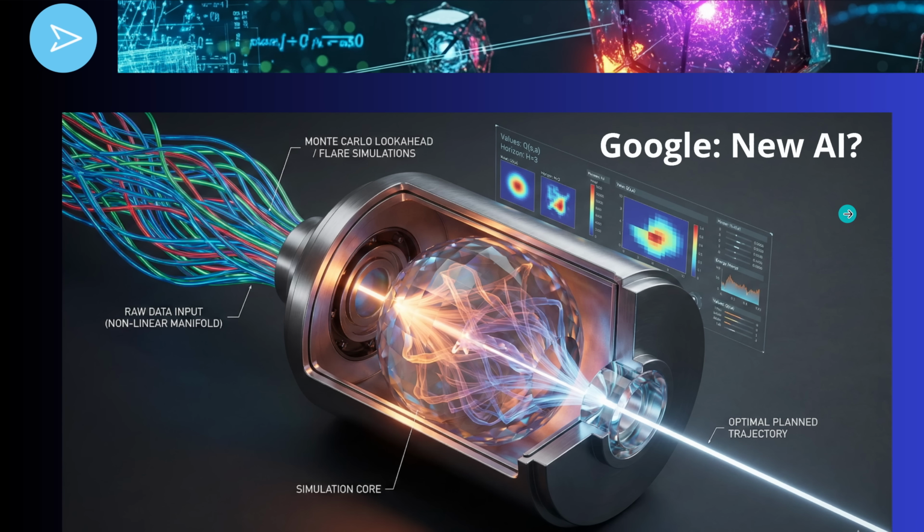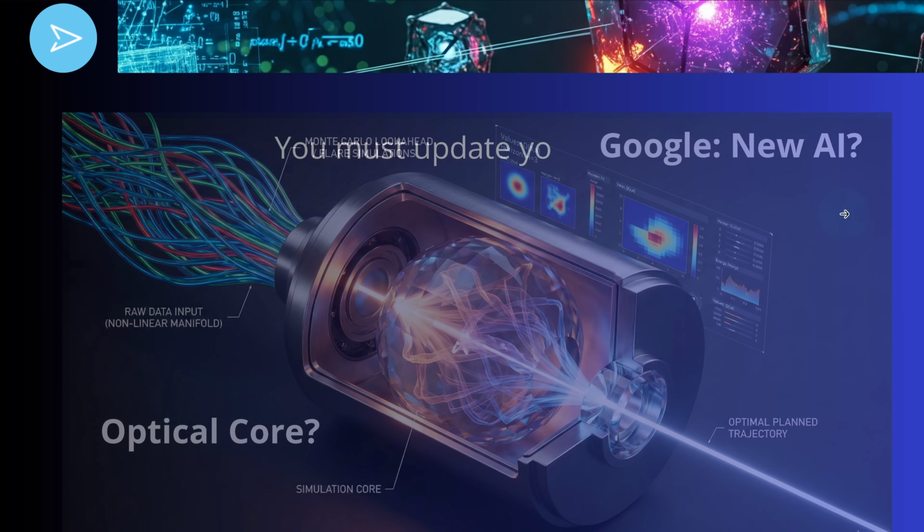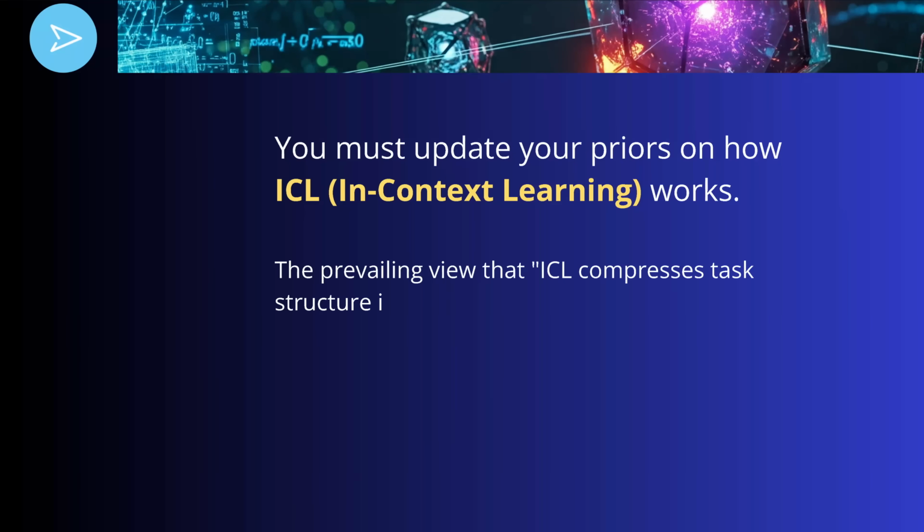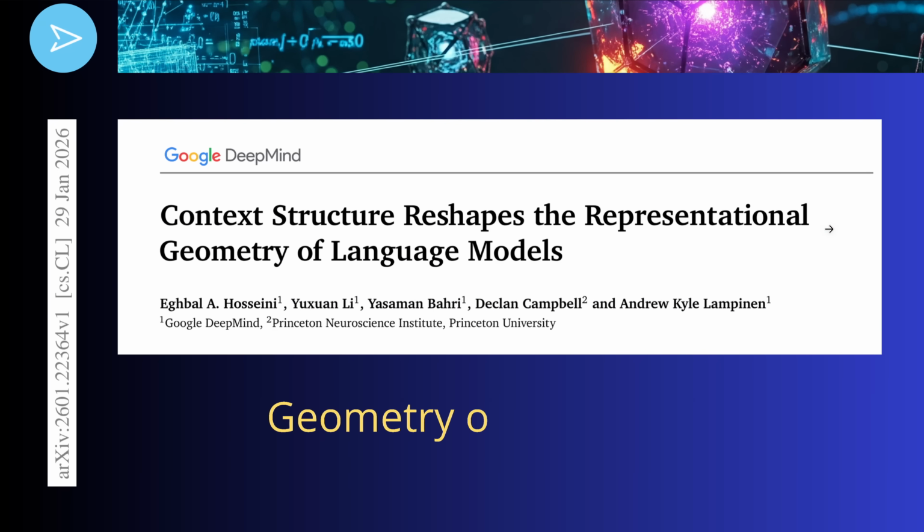I think Google is cooking something, so let's have a look together. At first, a short update on our priors on how in-context learning works. Forget about that ICL compresses task structure into a linear vector. We have to learn something new.